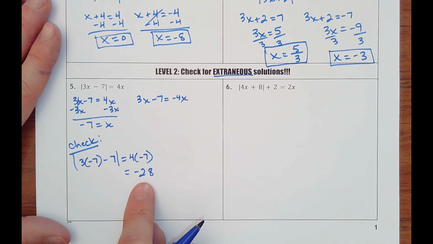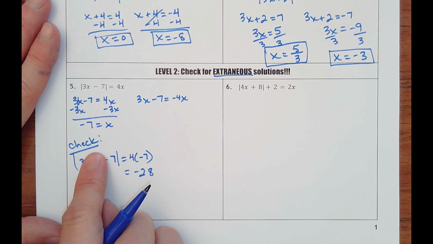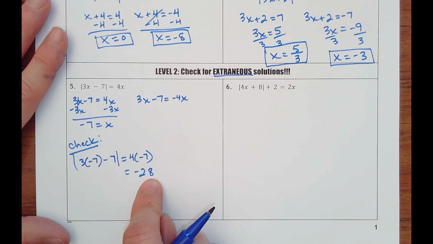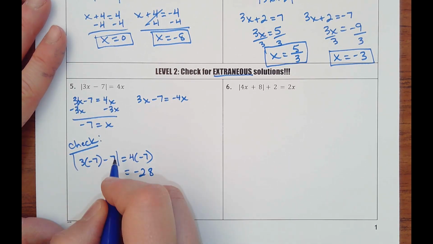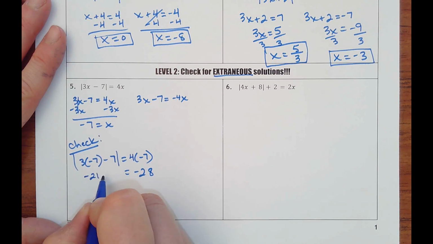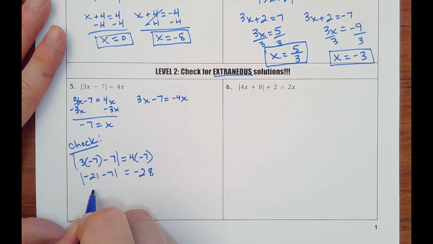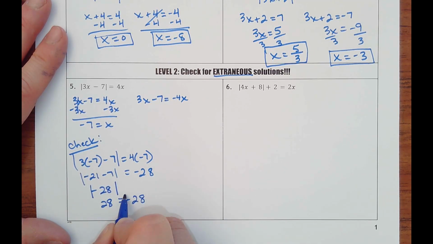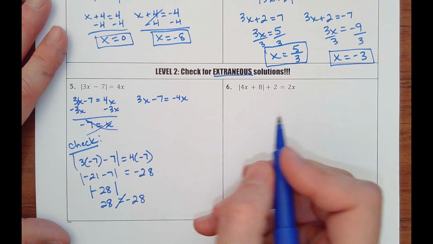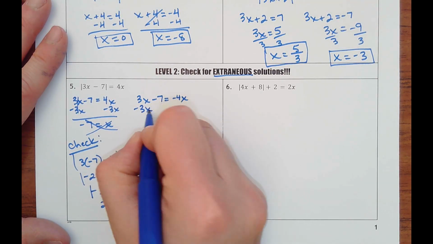Already my problem is, how am I going to get the absolute value of something to equal a negative number? That can't happen, but I'll show you. 3 times -7 is -21, minus 7 more is -28. But the bars tell us to take the absolute value of that, which makes 28, not a negative. So that one is actually out. Let's try the other one.